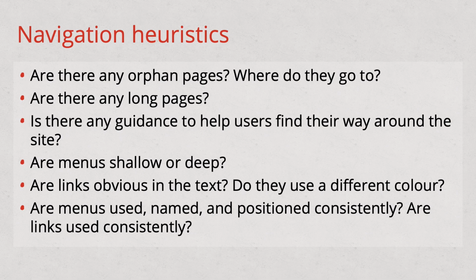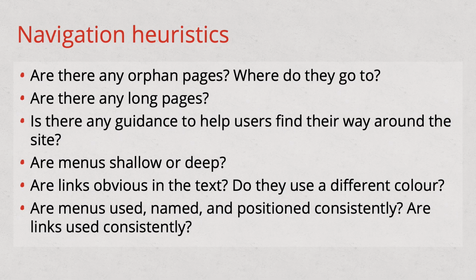You also have navigation heuristics. They look specifically at navigation on a website. However, these heuristics show how easy it is for any rules to be dated. So are there orphan pages? Where do they go? Orphan pages being ones that aren't linked to anything else. Are there any long pages? And this is one that is particularly dated because this was written in 2007.